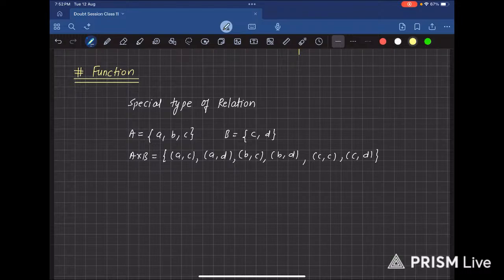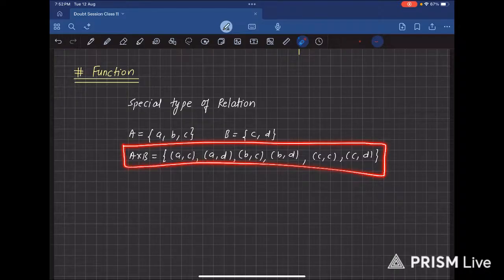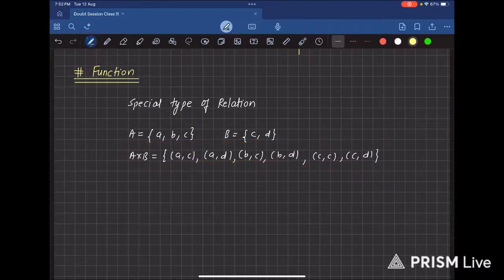Any subset of this set is basically called relation. If it is a set, then I can write 2 raised to the number of elements as the number of subsets. So any subset R of A cross B is called relation. Understanding? So I can write R1 is equal to {(a, c)}. This is a relation. R2 is only the first element and any element, like I'll take (b, d). It is also a relation from A to B.